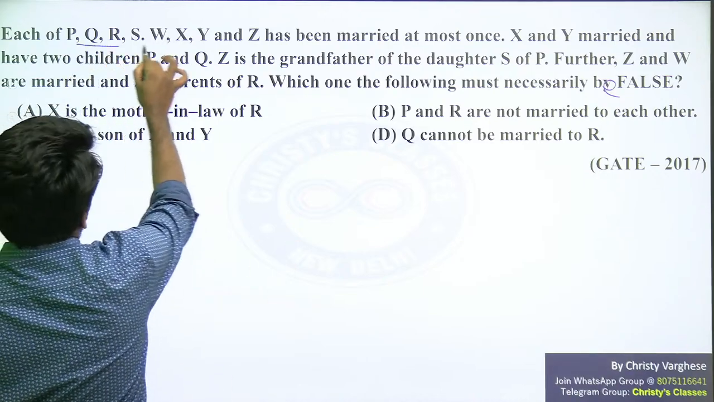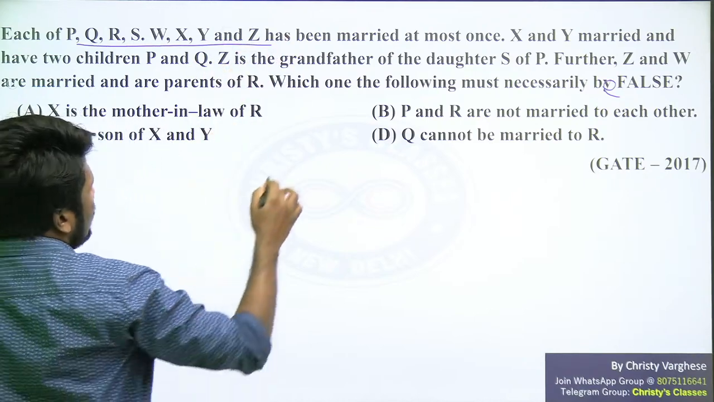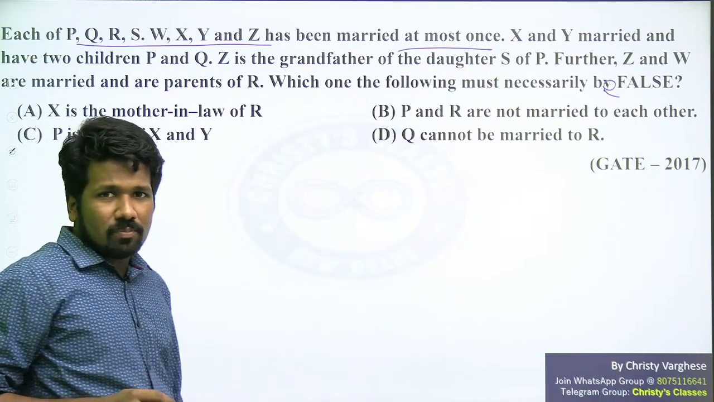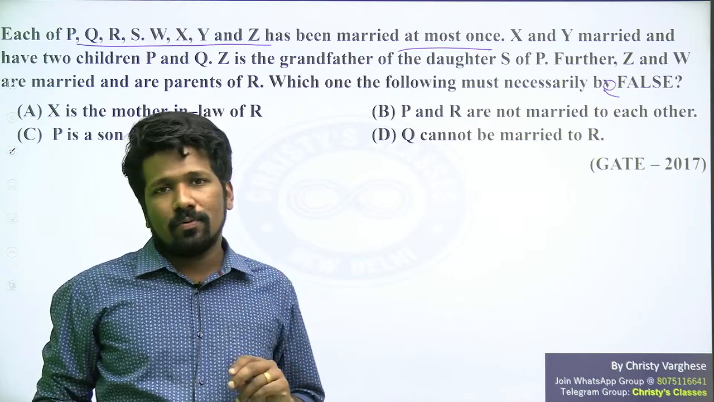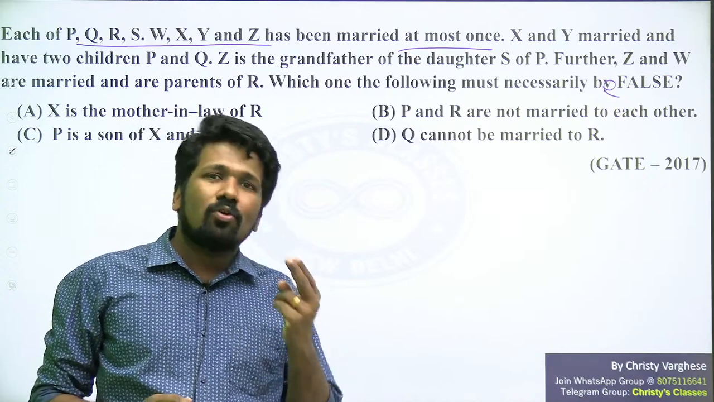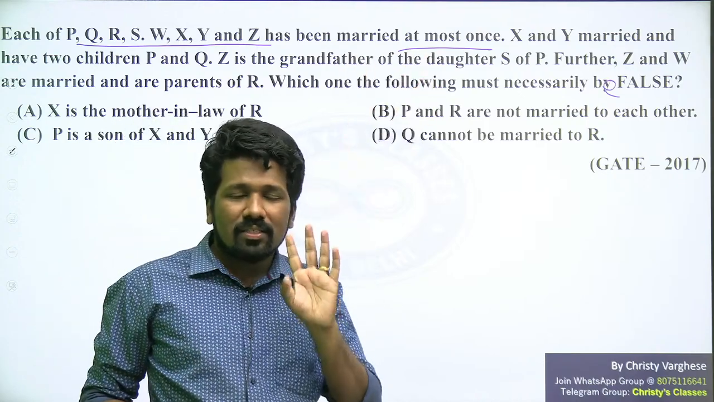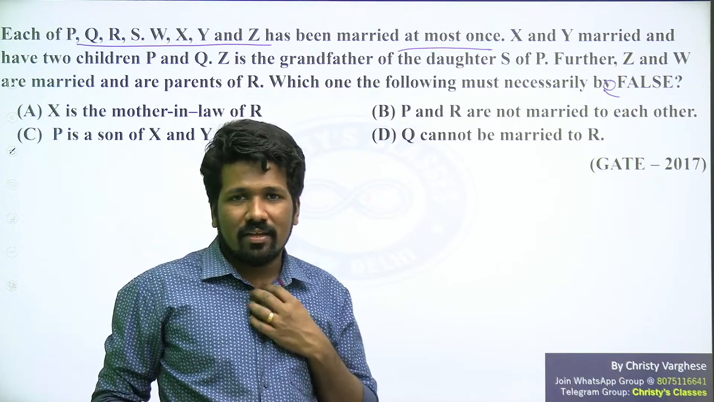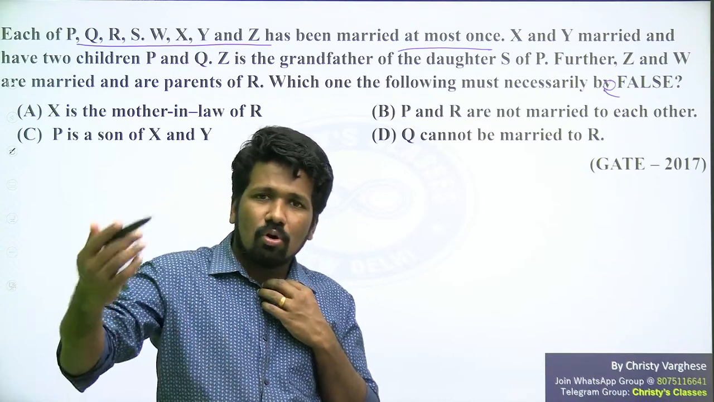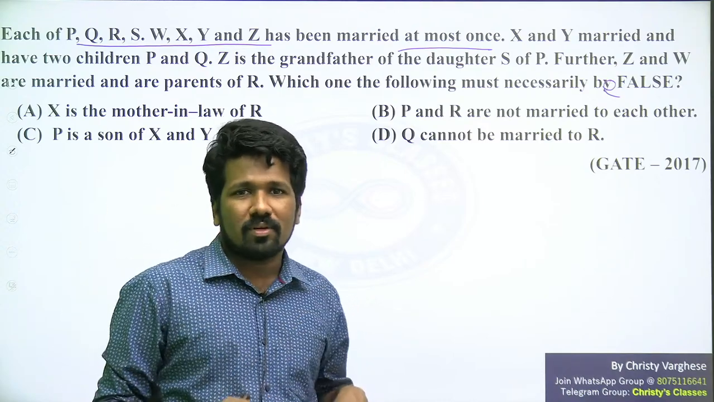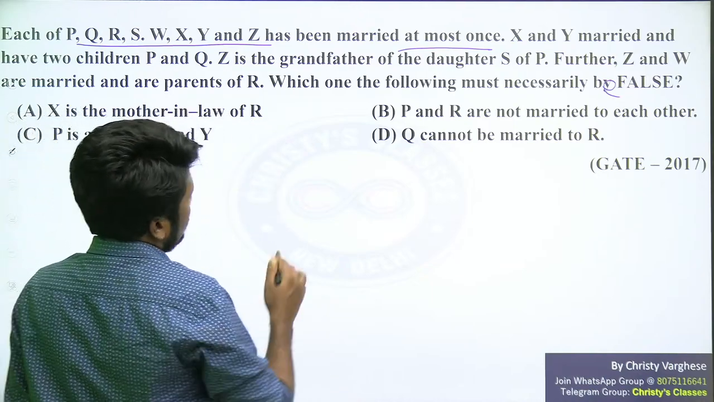So there are 8 people, P, Q, R, S, W, X, Y, Z. They are married at most once. At most once means either they are married to a single person or they are not married at all. That means they cannot be married to multiple people. Syada se syada ek person se hi married ho sakta hai. Either married ho sakta hai ya married nahi ho sakta hai. Matlab, either bachelor or married. Married means maximum 1 person only. Monogamy only. So P, Q, R, S, W, X, Y, Z have been married at most once.